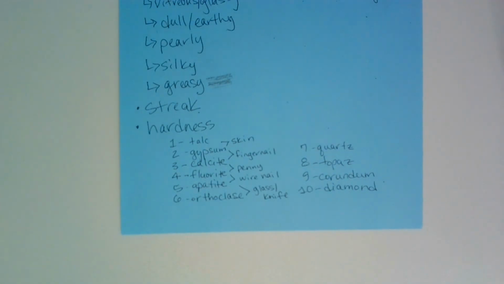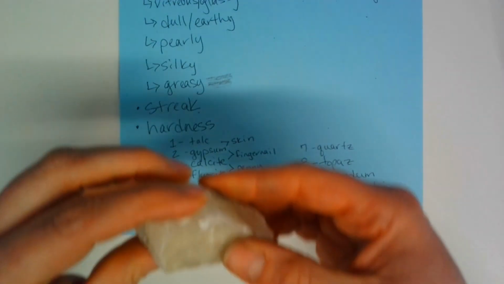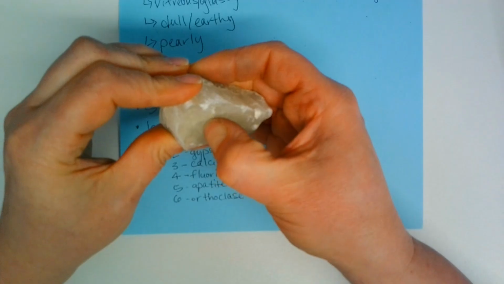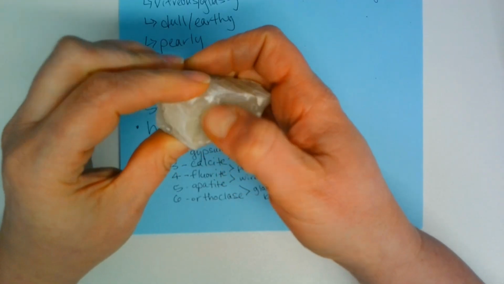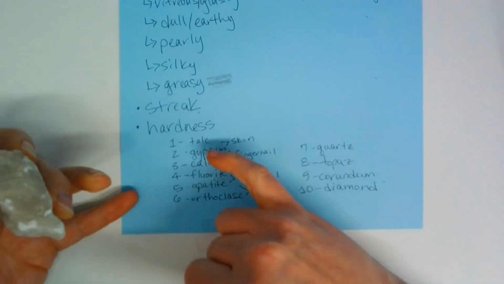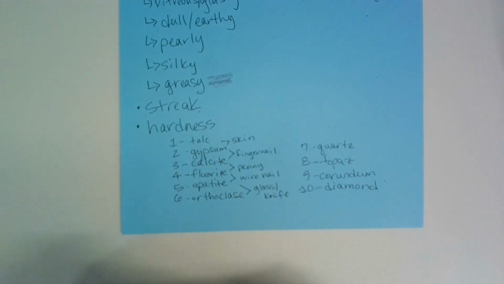I do have gypsum. That should be scratched with my fingernail. Yeah, that I can scratch with my fingernail. I do have talc, but the talc that I have has asbestos in it.